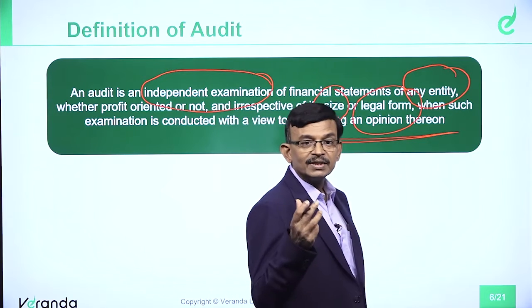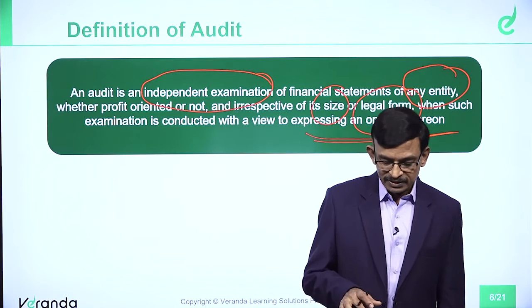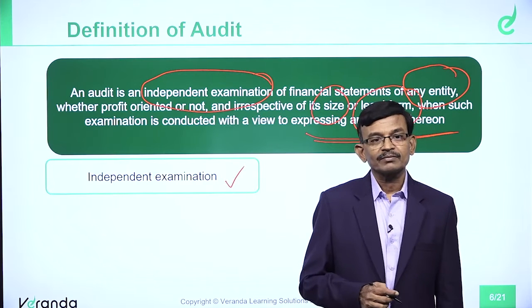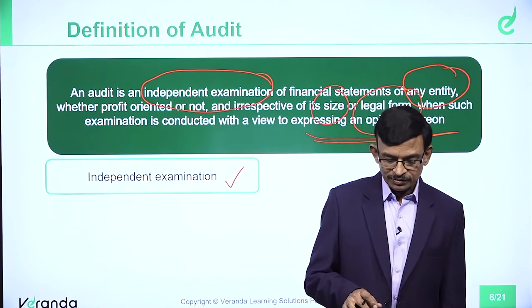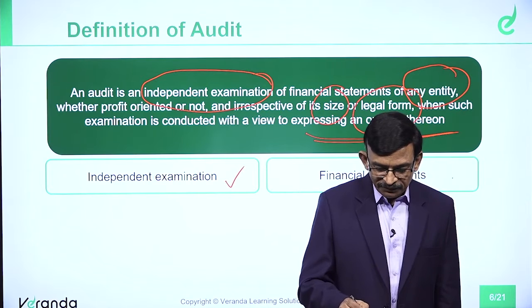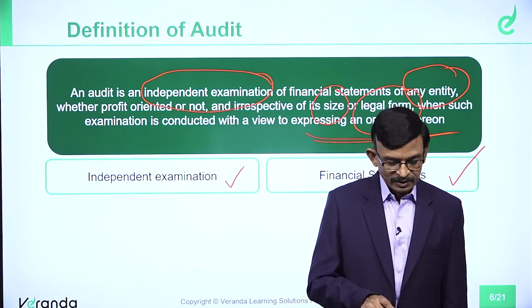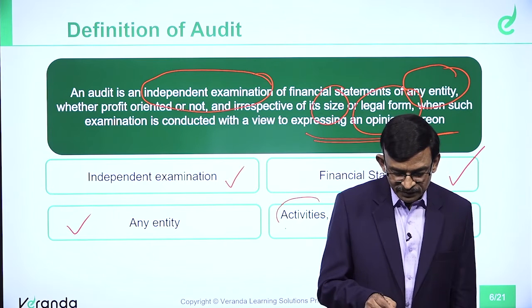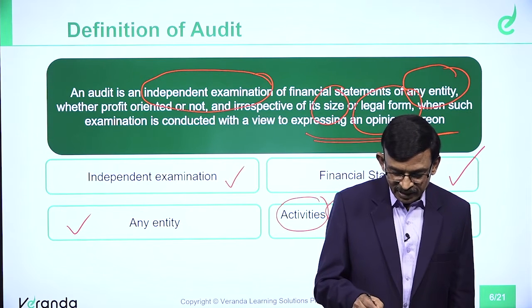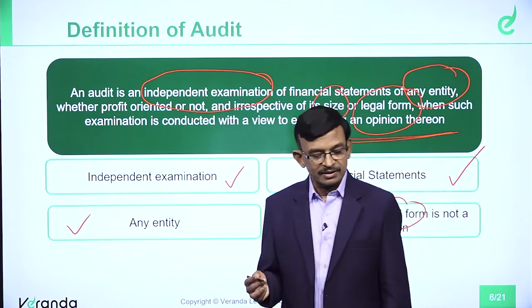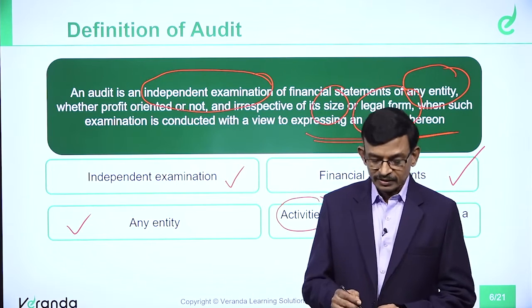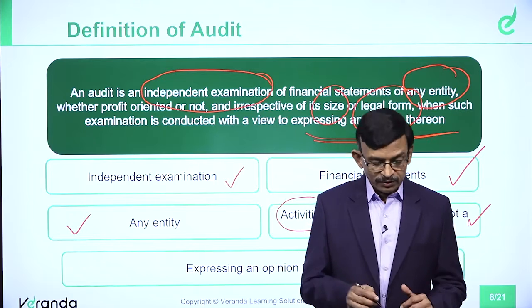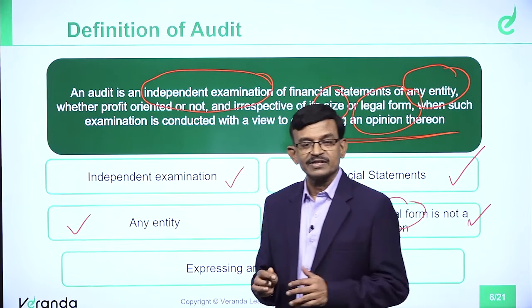What are the key words or important words in this? The first thing is independent examination. That is what chartered accountants used to do. Of the financial statements, of any entity. Activities, size, legal form, whether profit oriented or not, are not a consideration. For every entity it is included. Finally, what I am going to do is express an opinion on the financial statements.